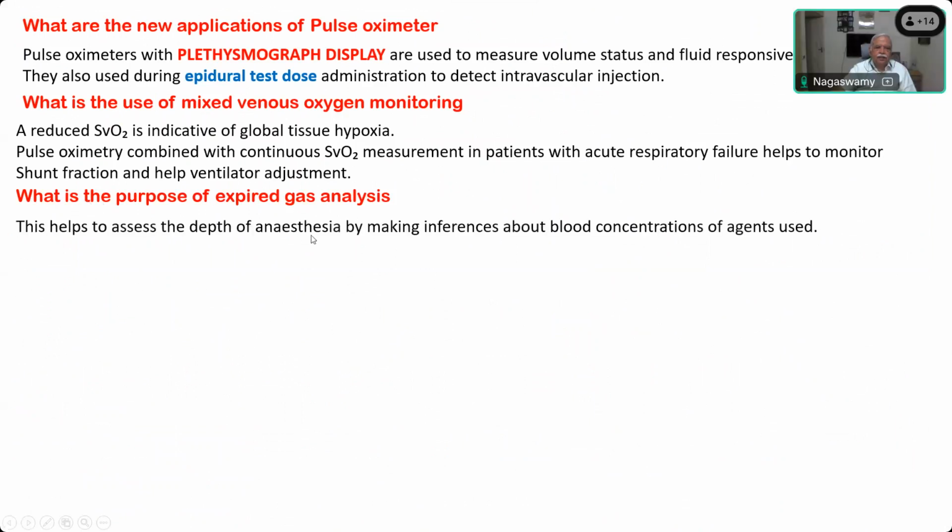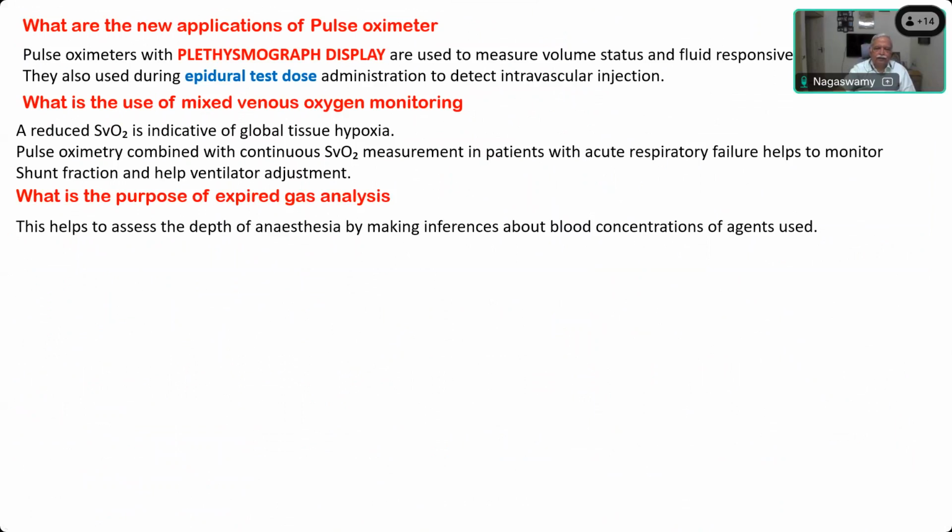Helps to assess the depth of anesthesia by making inference about the blood concentration. Okay? So, what will happen to your oxygen? Will it be the same? When will you say pre-oxygenation is adequate? When ETO2 is more than 90. Inspired oxygen level and ETO2 levels are almost equal. Then you say the patient is 100% pre-oxygenated.